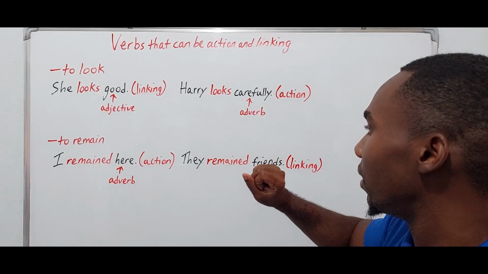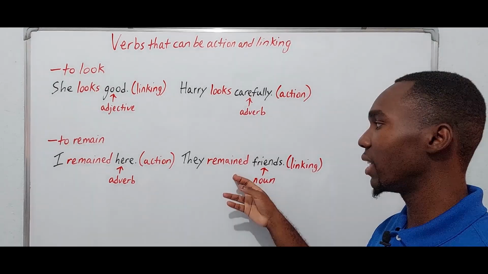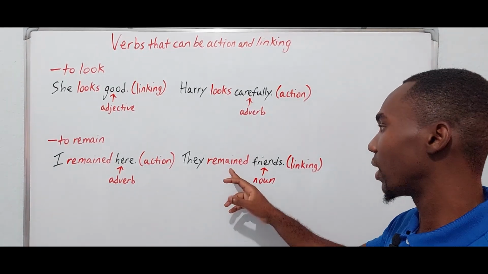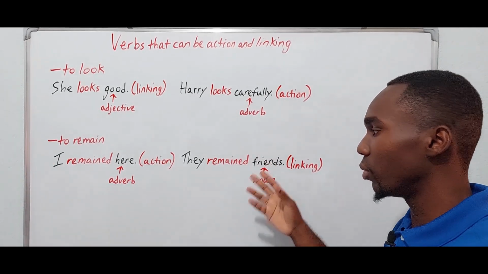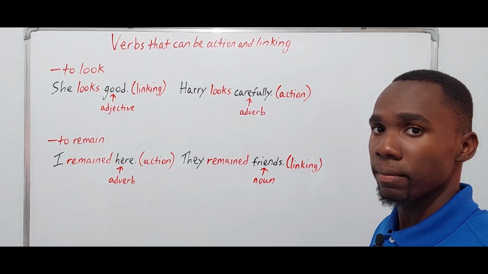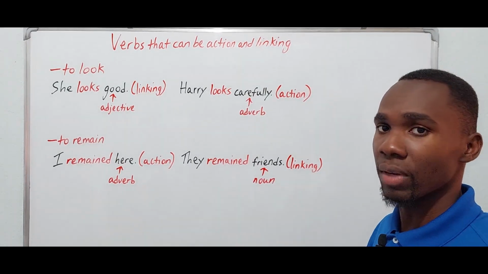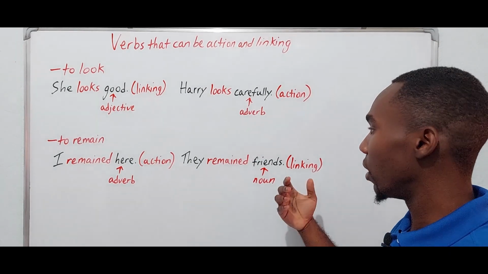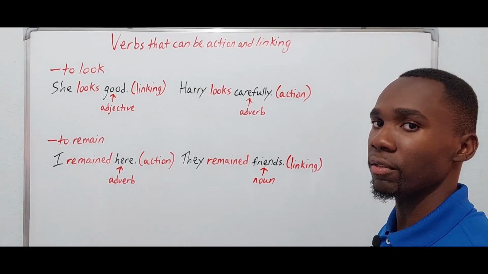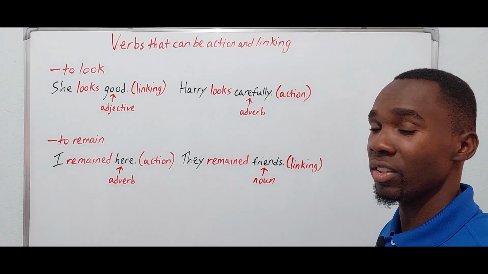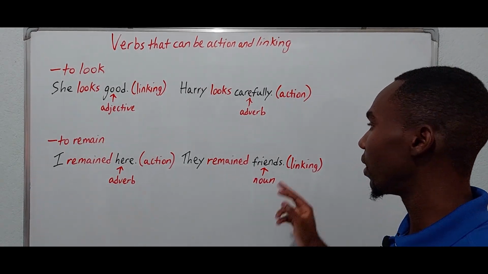Okay? And here, they remained friends. Remain in this case is the linking verb because remain is connecting the subject to additional information. Friends would be their state, right? So this would be a noun, and this would be what we would call a predicate noun, as discussed earlier in the lesson. Because predicate nouns would be nouns that follow linking verbs. They're not objects because they're not receiving any action, right? So yes, this is a linking verb.